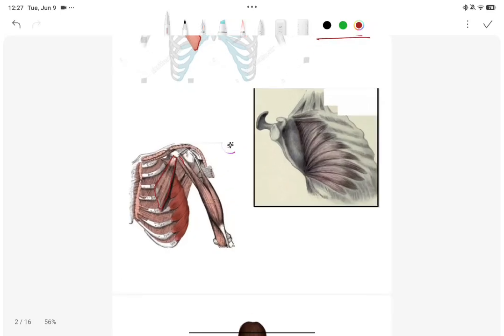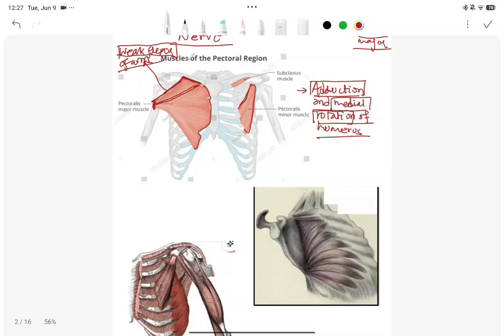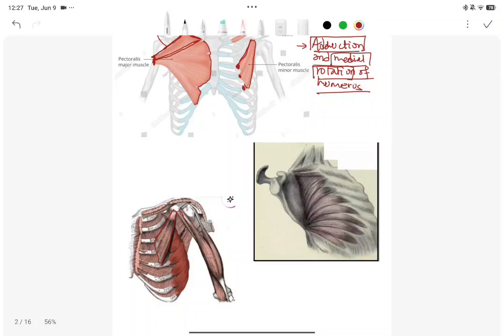So the pectoralis minor is originating from the anterior surface. Where is the origin? Anterior surface of the third, fourth and fifth ribs, near the costal cartilage. Near the costal cartilage. Looking at the third, fourth, fifth ribs.